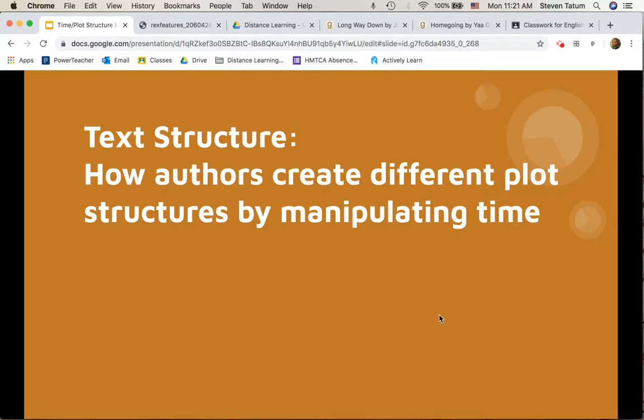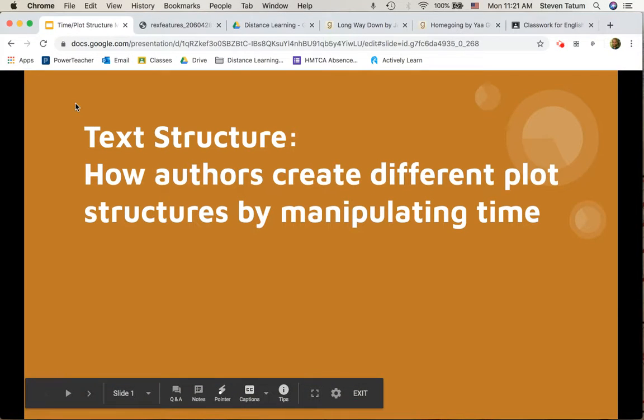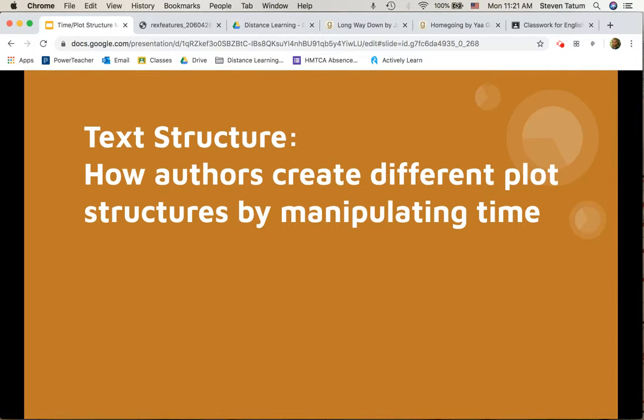Hello, welcome. This mini lesson is about text structure, focusing on how authors create different plot structures by manipulating time. And really, this is all about appreciating how writers choose to build their stories.